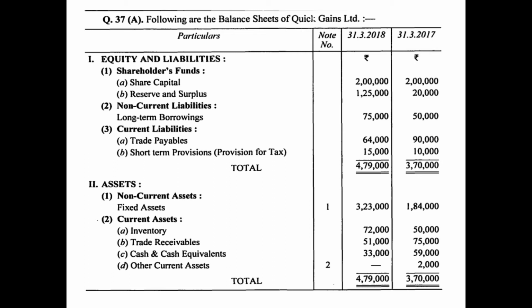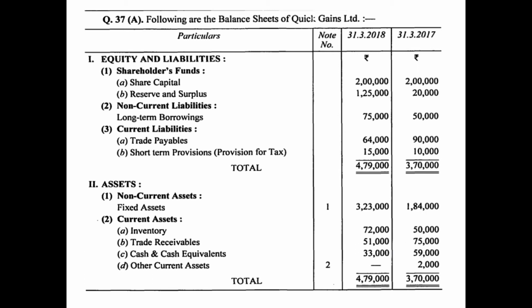Now similarly, trade receivables, last year it was 75,000, current year it is 51,000. That means there is a decrease in current asset, and this decrease in current asset will be added to the operating profit before working capital changes.